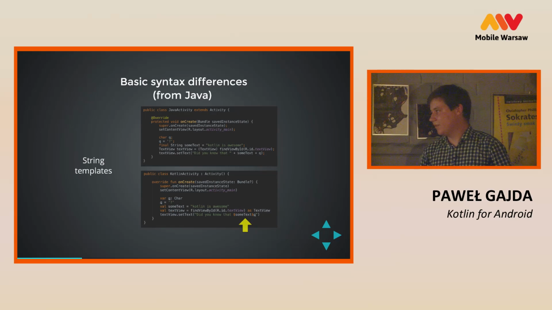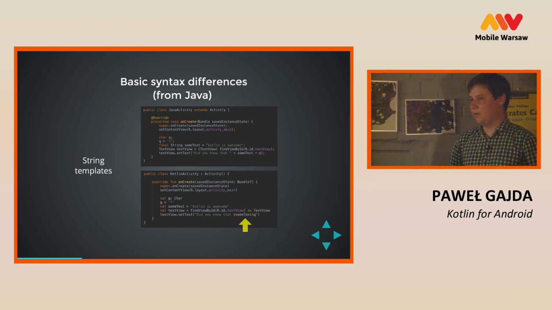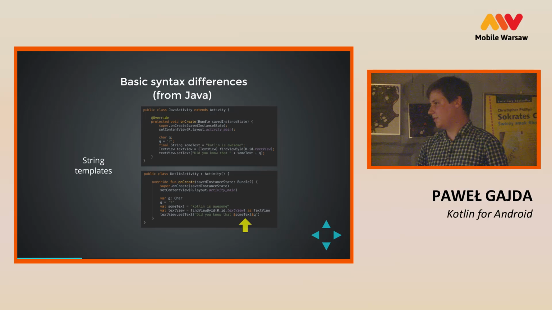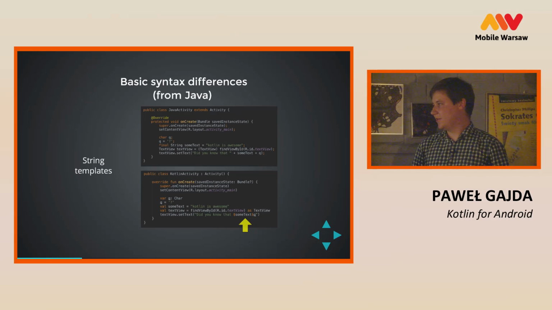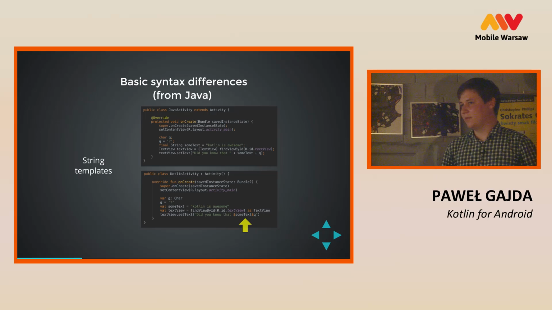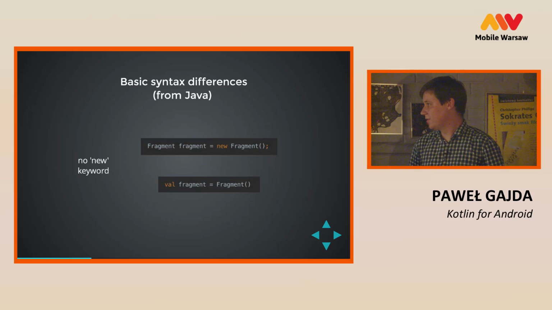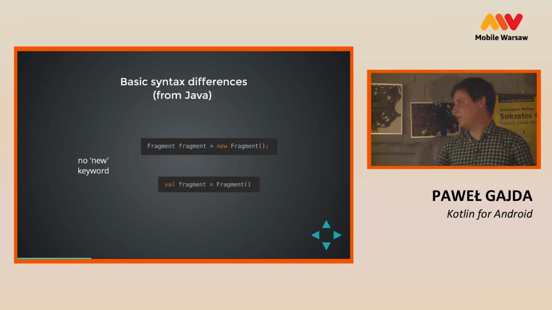There is a string templates expression in Kotlin. In Java, we had to cope with the static string format method. Now there is a smarter way to put expressions that return strings inside a string literal. There is no new keyword in Kotlin.